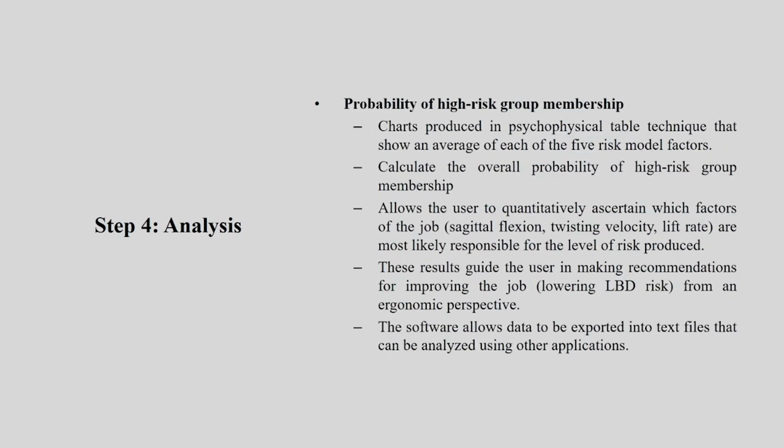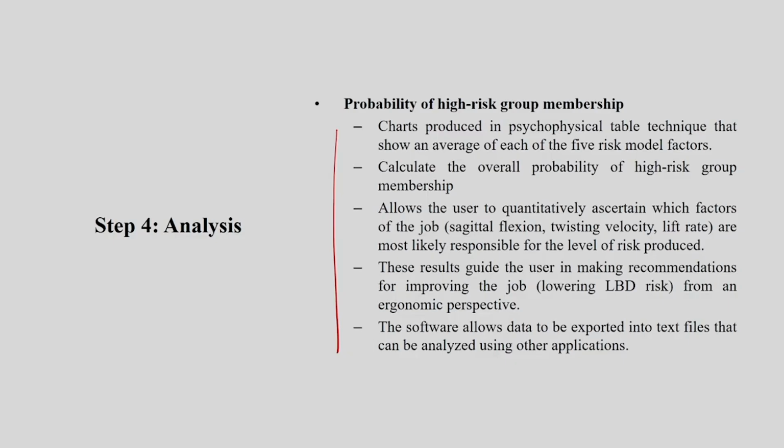And for probability of high risk group membership, these are the points you are going to get. So what else? See the charts that are going to be produced in the psychophysical table technique. It has all these psychophysical table techniques that show an average of each of the 5 risk model factors. It calculates the overall probability of high risk group membership. So who is going to get more difficulties, you will group them, okay, according to the data.